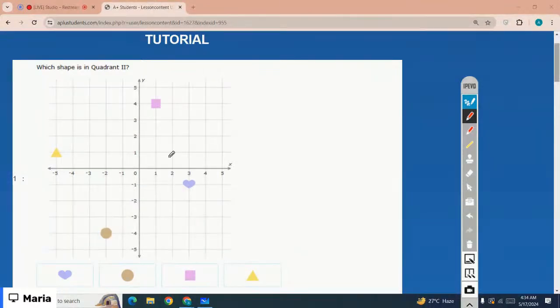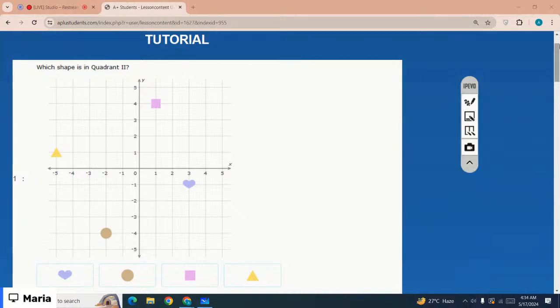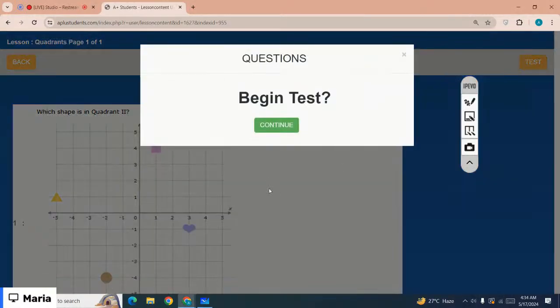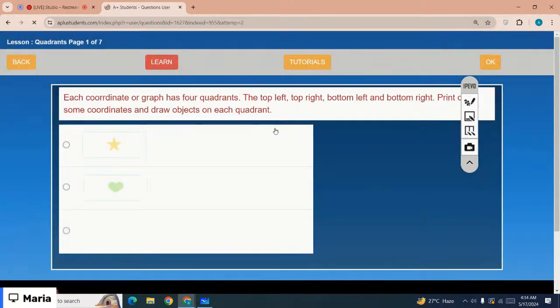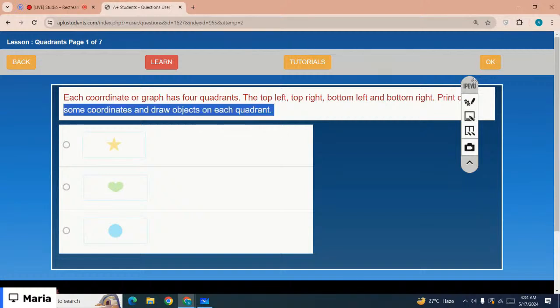Let's just start with the test questions. Each coordinate graph has four quadrants: the top left, top right, bottom left, and bottom right. Print out some coordinates and draw objects from each quadrant. How can we do here?